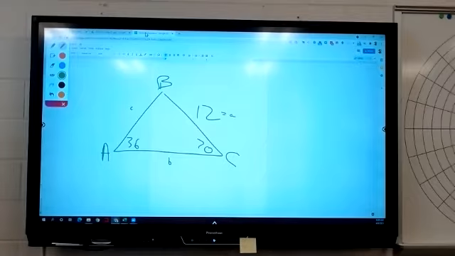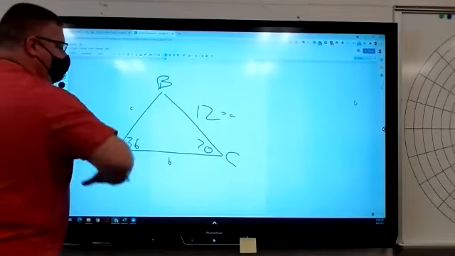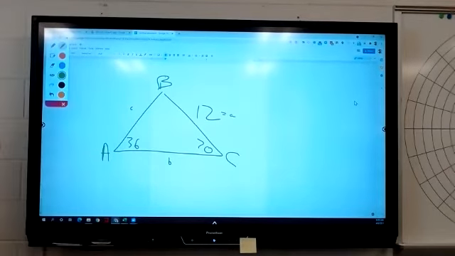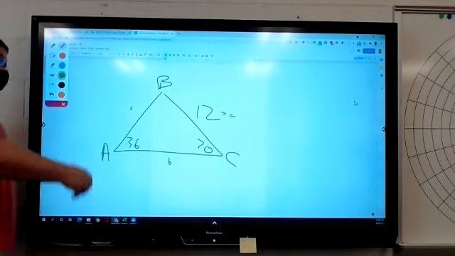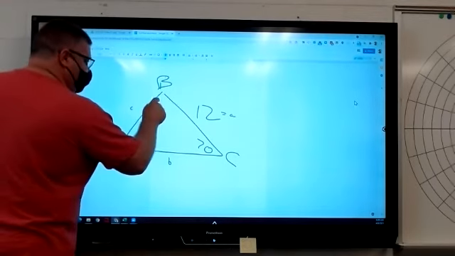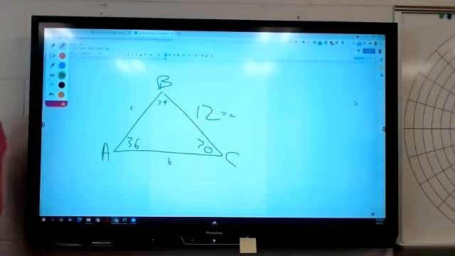Okay. So here's what we're looking for. We want to find all of the missing pieces that we don't know. What missing piece could you find for me right now? The third angle. How can we find the third angle right now? It has to equal 180. So I got 106, so that's 74 by a little subtraction.